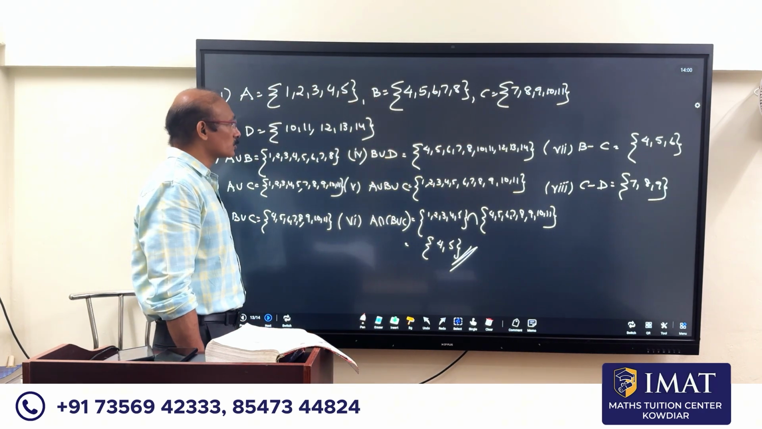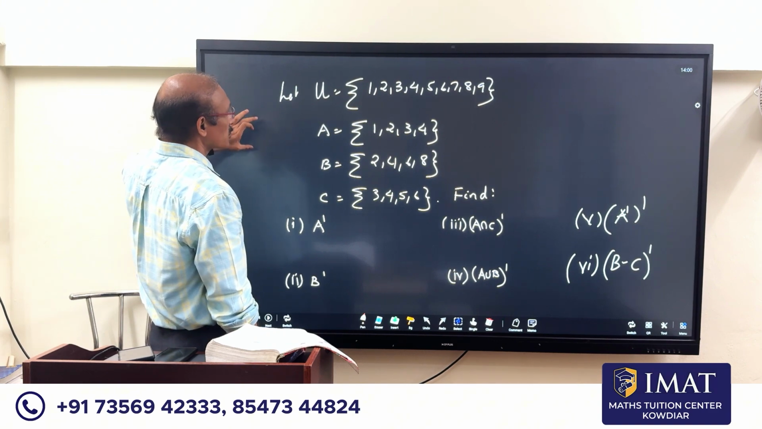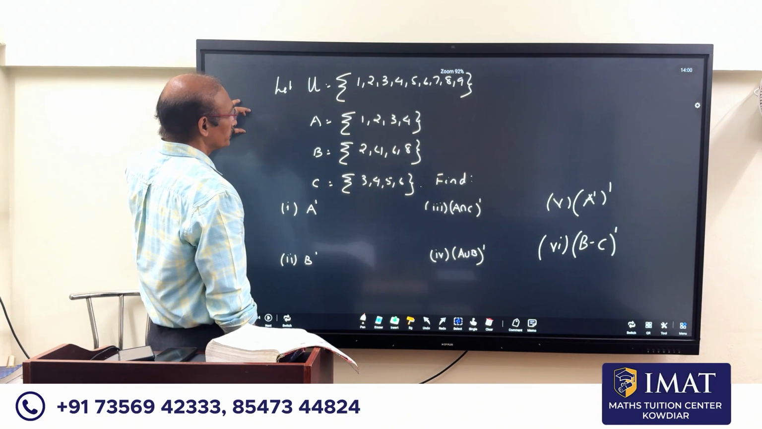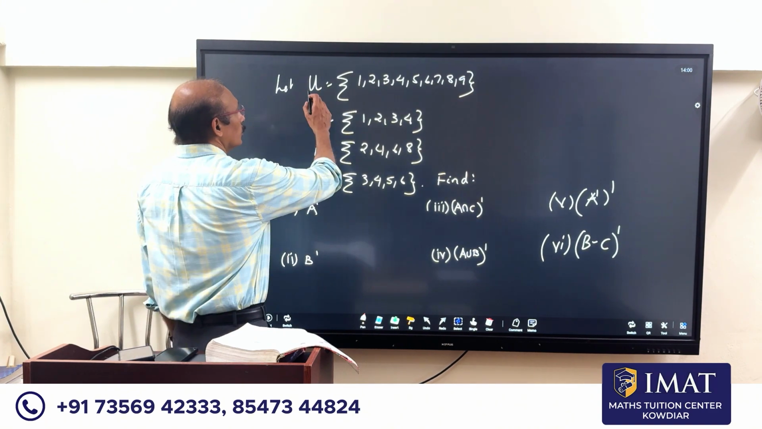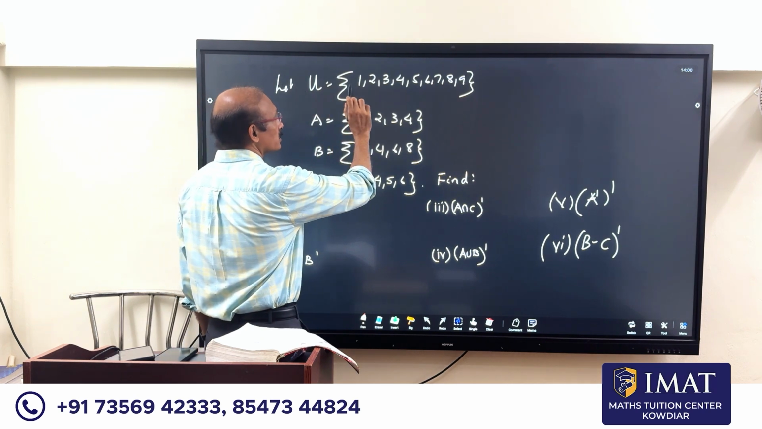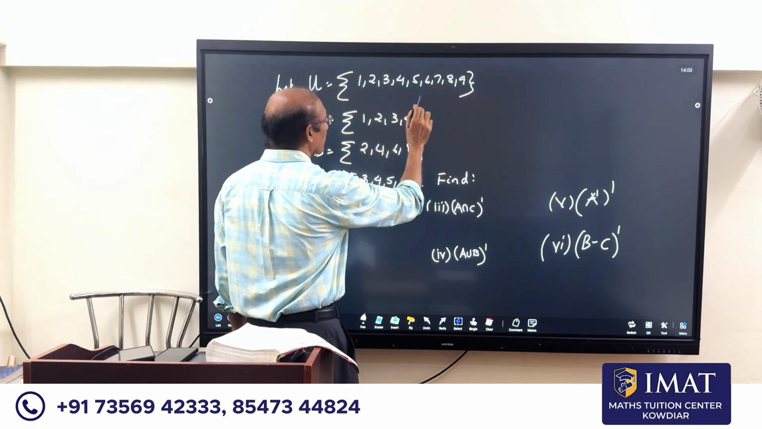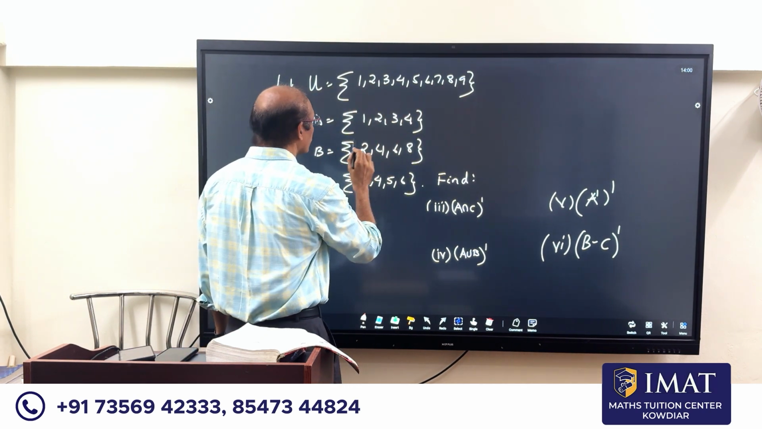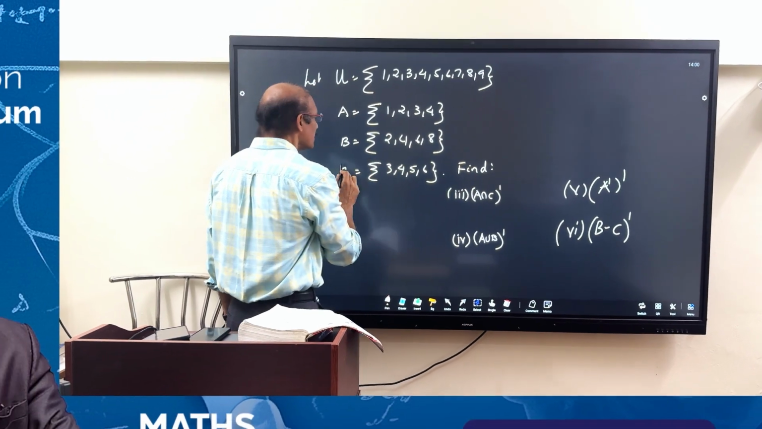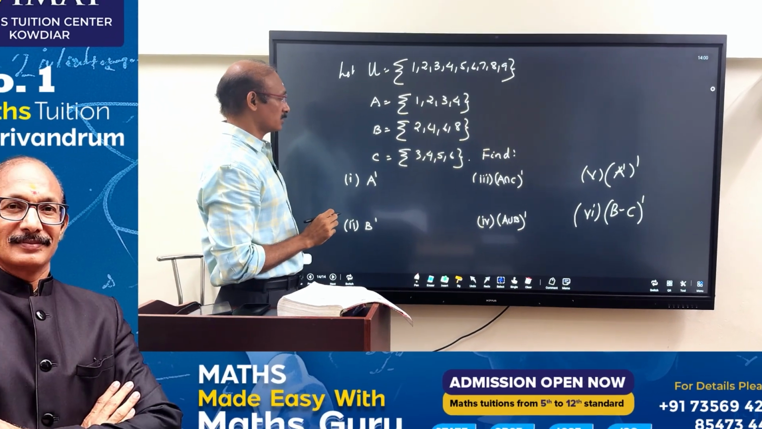Okay, let us pass to the next question. Just see this question. U stands for universal set. The set contains 1, 2, 3, 4, 5, 6, 7, 8, 9. A is equal to set 1, 2, 3, 4. B is equal to set 2, 4, 6, 8. C is equal to set 3, 4, 5, 6.